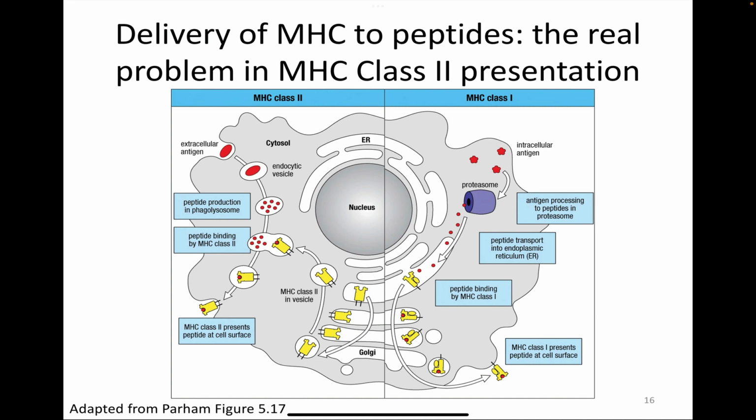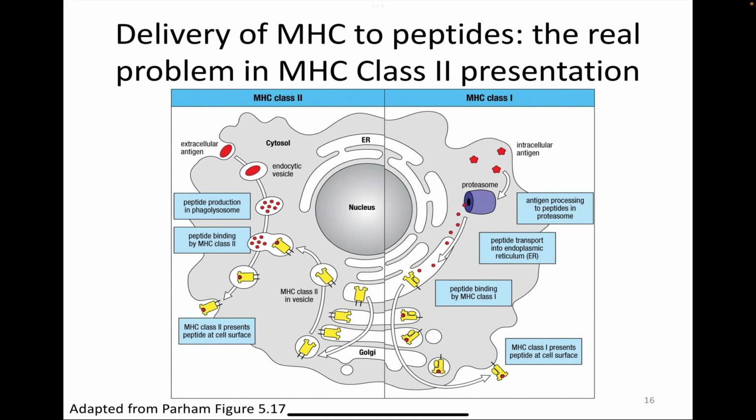And so the big problem here is how do we deliver class 2 to the peptides, and how do we deliver class 2 to the peptides without something else already in it? So again, this image from your textbook is just like, magic, done, easy. But that's really what the problem is.